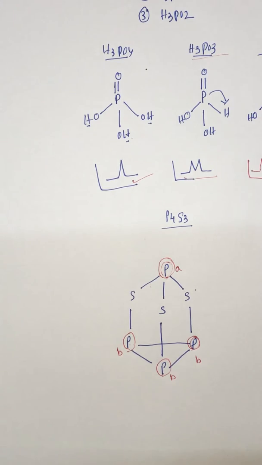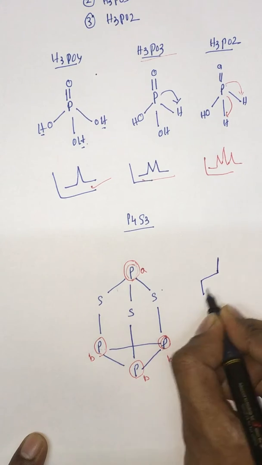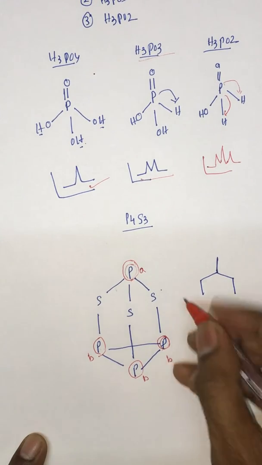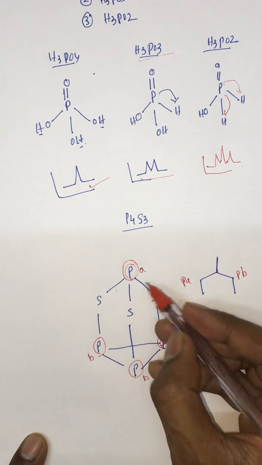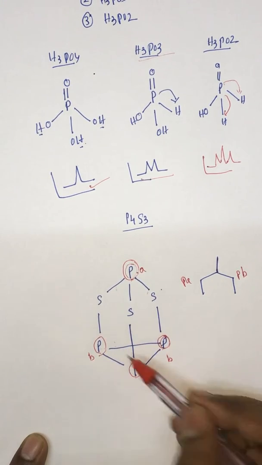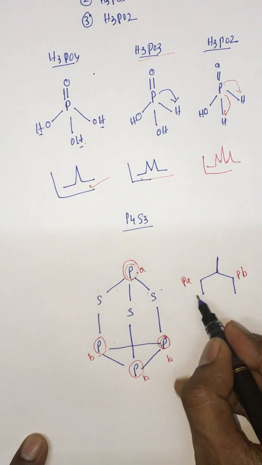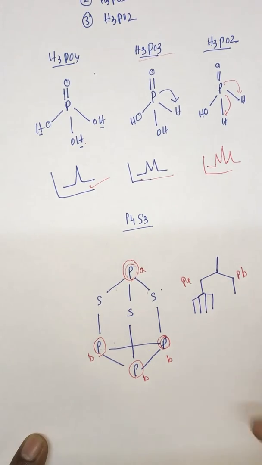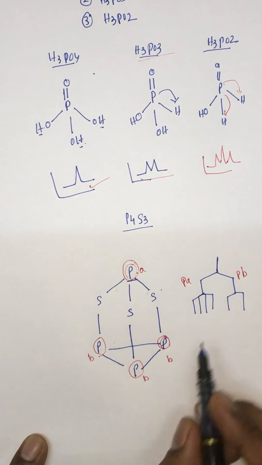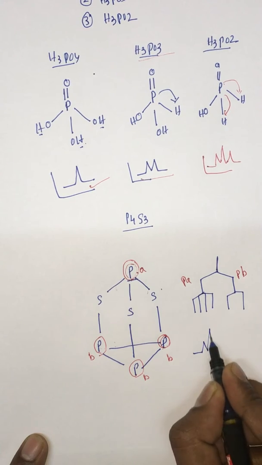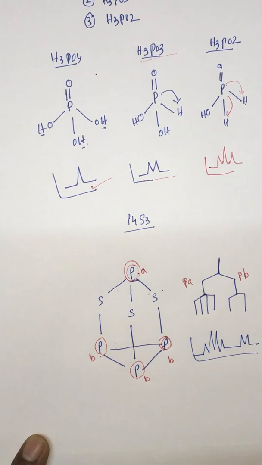Okay, so since there are two different phosphorus, we'll get a two-signal pattern. This is for PA phosphorus, and this is for PB phosphorus. Now further, PA phosphorus can couple with three PB type phosphorus, and it splits into a quartet, a four line signal, and PB couples with only one PA, so we'll get a doublet. So if we observe the NMR spectra of P4S3, we'll get one four line signal and one two line signal. This is the spectra for P4S3.